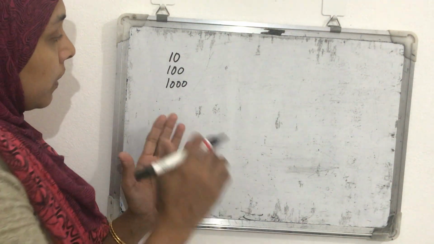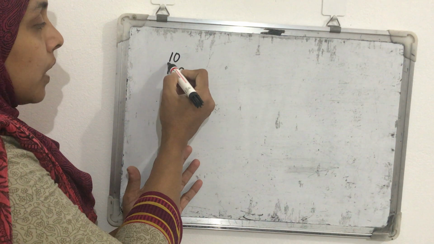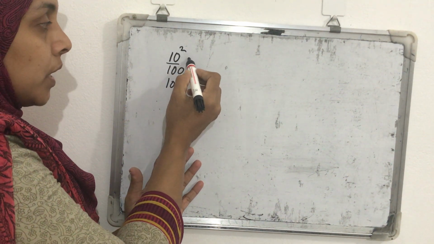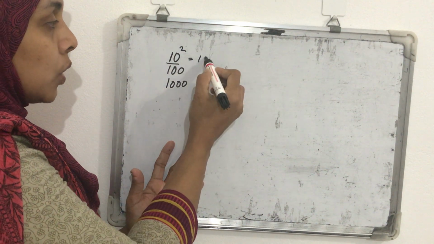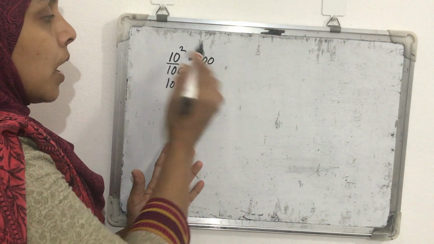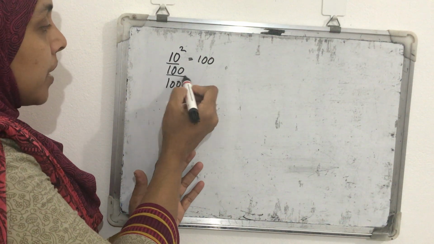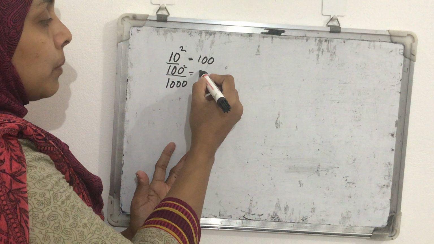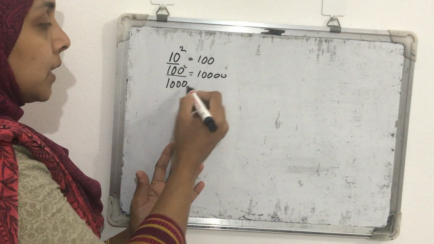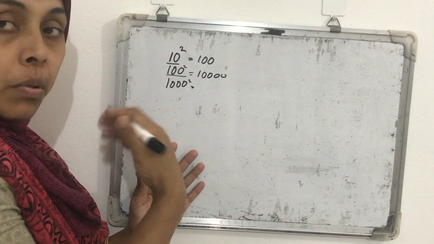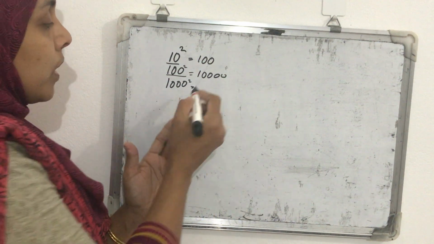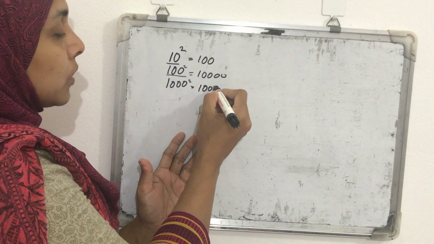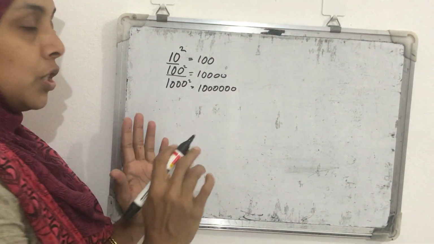And what will be the square of 10? 10 has only 1 zero, and in its square there will be double the zeros, so 100. Now what will 100 squared be? Here there are 2 zeros, so in its square there will be 4 zeros. Just take double the number of zeros for its square. So here 3 zeros are there, so in its square there will be 6 zeros.